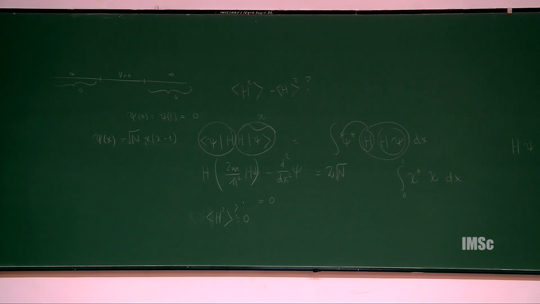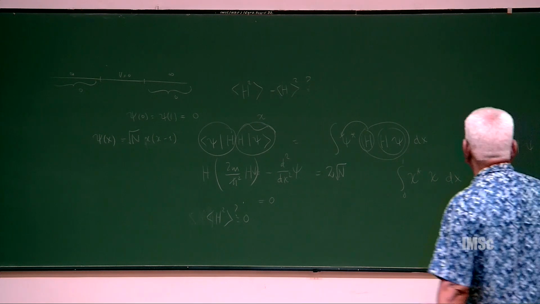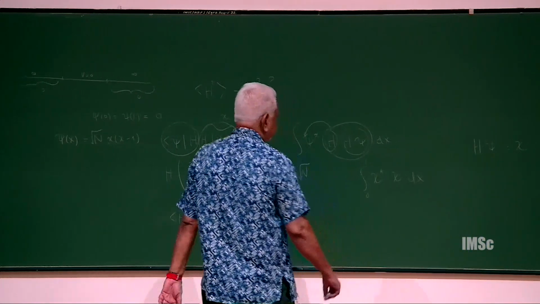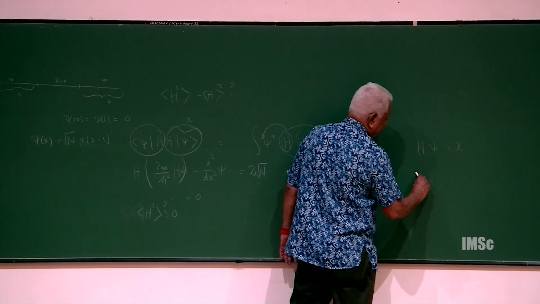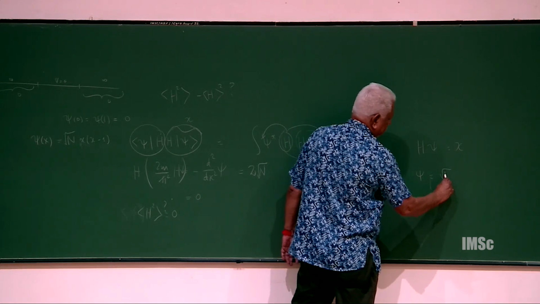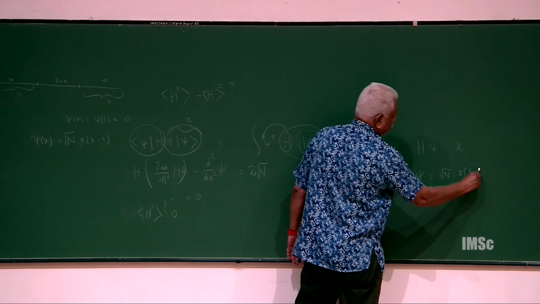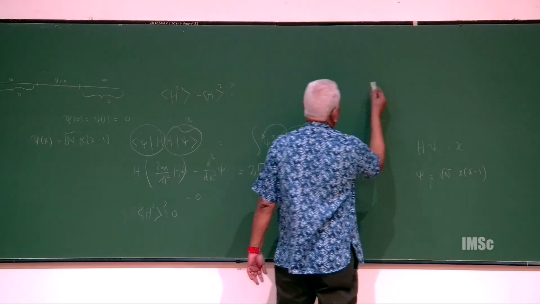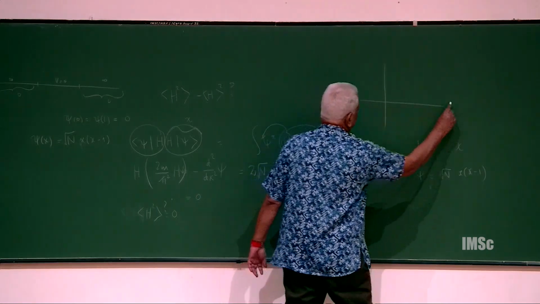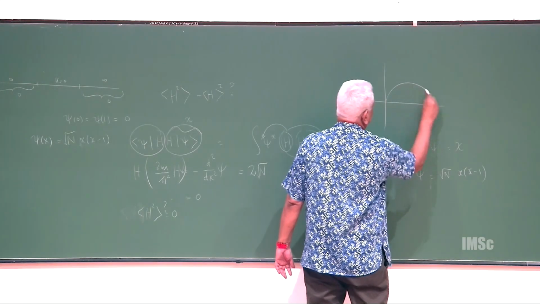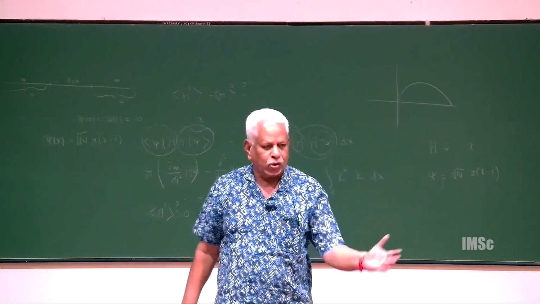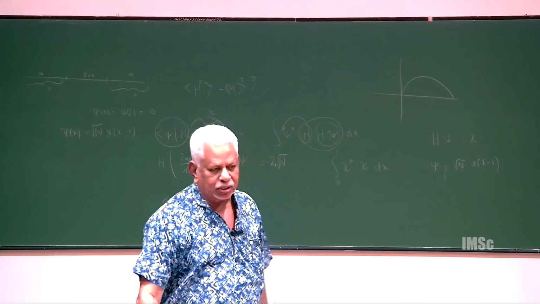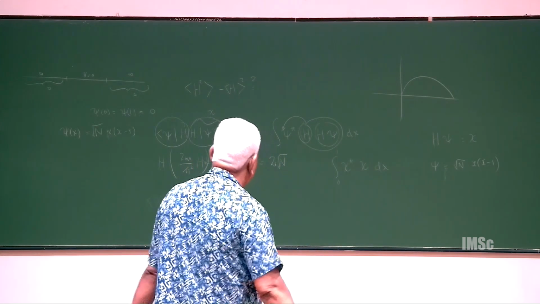So this is the easiest way I can compute. Well, if you don't like this, another way of doing this is that psi which I have, which is root n x into x minus 1, it is some function. Let me try to plot it. It is some function like this. It is a parabola. As you know, y is equal to x square minus some function, right? That is what that parabola is.